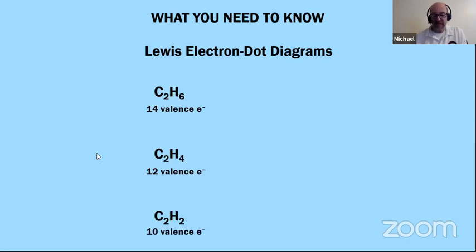Let's start with a skeleton structure that connects the carbons and the hydrogens, and carbon tends to form 4 bonds. Let's put carbon in the middle. And so now we have 2, 4, 6, 8, 10, 12, 14 electrons in bonding pairs. Nothing else to add. That molecule is done.